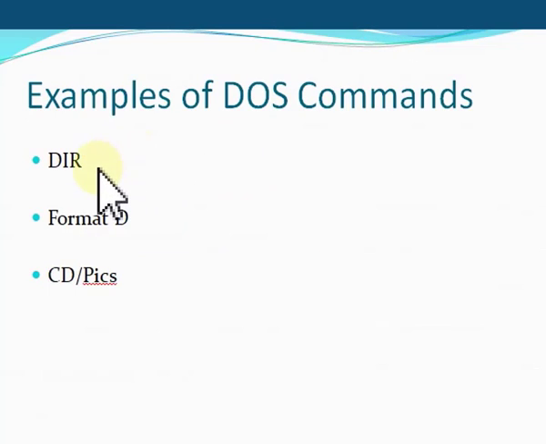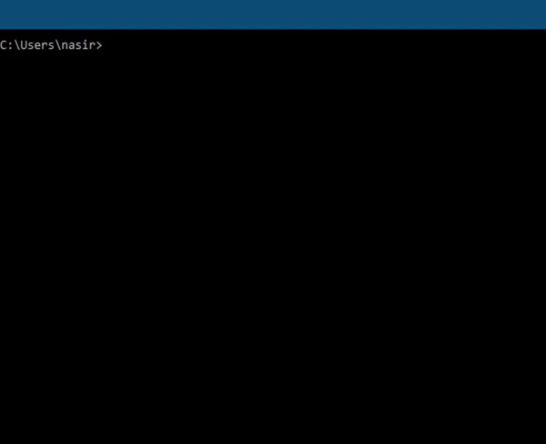These are some of the examples which are mentioned in your book. Number one is dir. Dir means to display the content of the directory. Format D means to format the D drive. It will erase all the data which is present in this D drive. And the last is cd/fix. Cd means change the directory and makes the fix current directory.